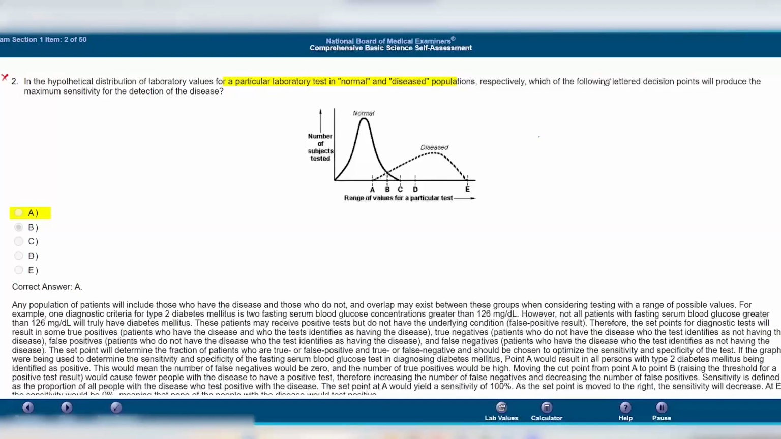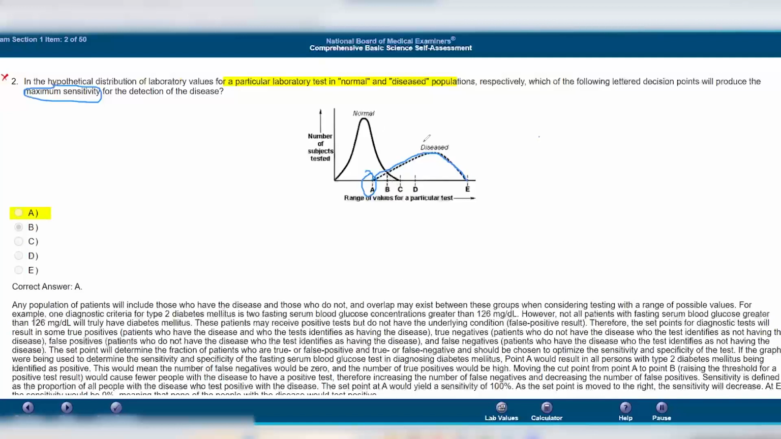So now they're asking you which decision point will produce the maximum sensitivity, which will catch everything for the detection of the disease. So you want to catch all of this, right? Okay. The best way to catch that is if you catch this.